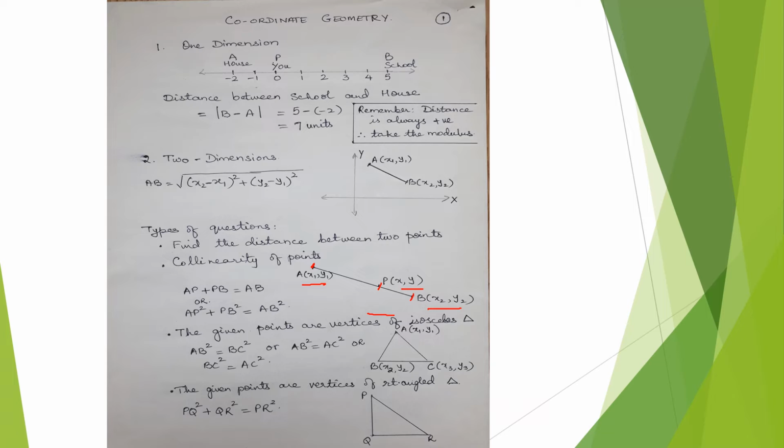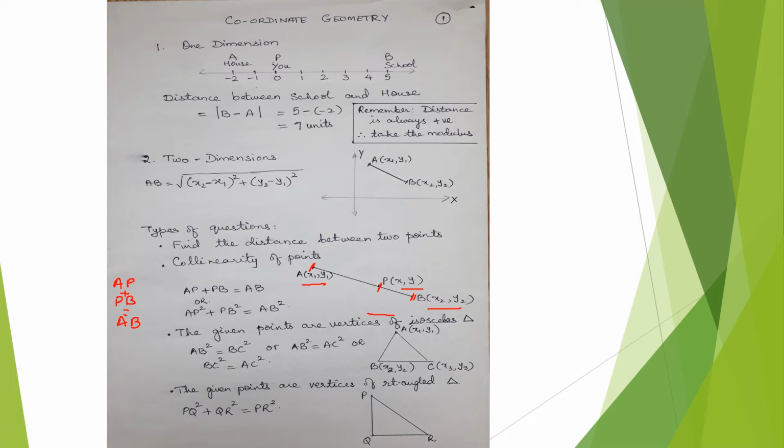We will find out the length of AP. We will find out the value of PB, and then we will find out the value of AB. And you find that if the addition of these two, AP plus PB, is equal to AB, it means that A, P and B are in the same straight line. A, P and B are in a straight line.